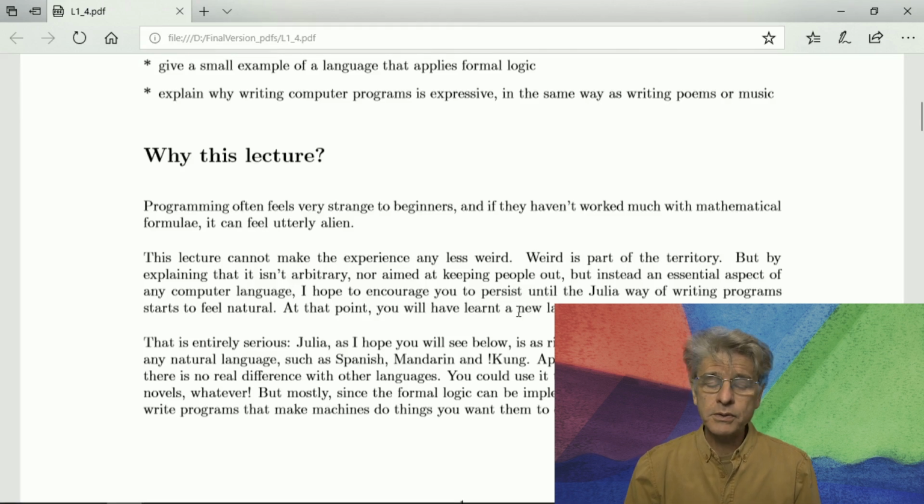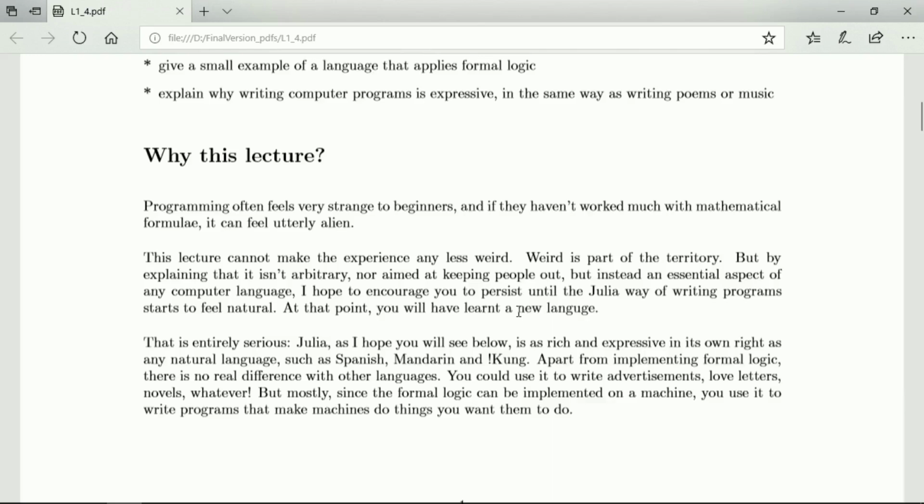But what I want to explain is that the weirdness is not arbitrary. It's not aimed at keeping people out. It is instead an essential aspect of any computer language. And so I hope that I can encourage you to persist with Julia and the Julia way of writing programs until they start to feel natural and the weirdness disappears. And when that has happened, you will have learnt a new language.